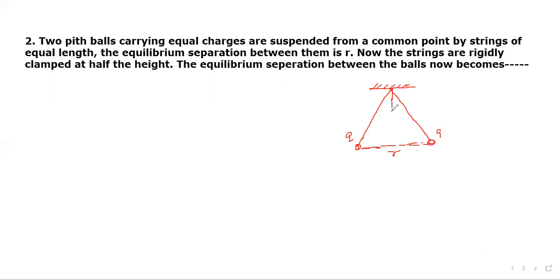Now this perpendicular distance will be y. Here mg will act downward and the force of repulsion will act in this direction, F. Now we can apply Lami's theorem. So force divided by the sine of the angle opposite to it, or force divided by the side in the direction of it, is constant.